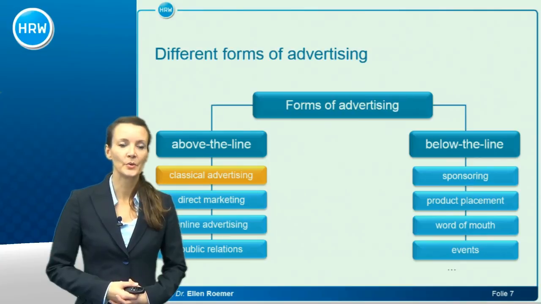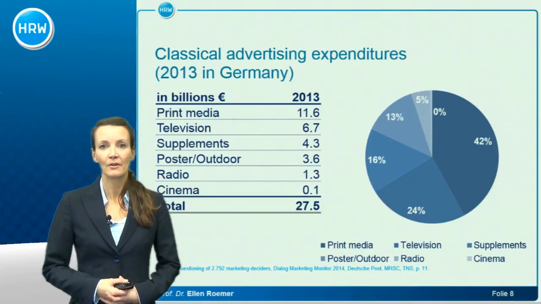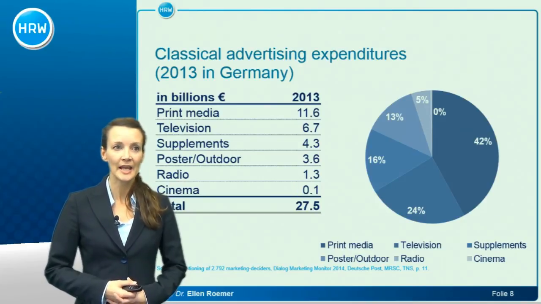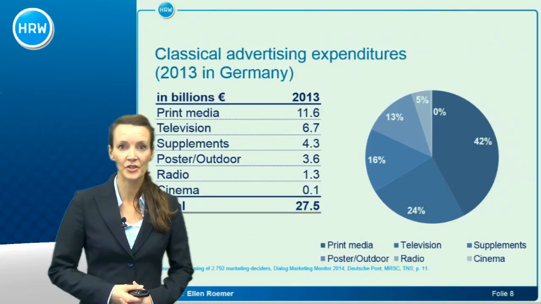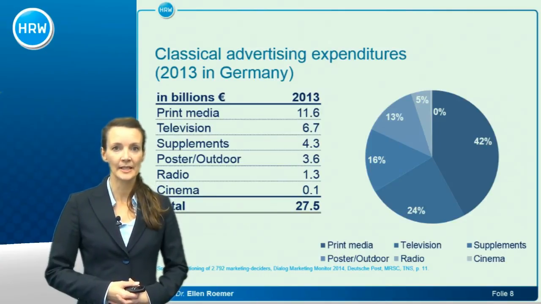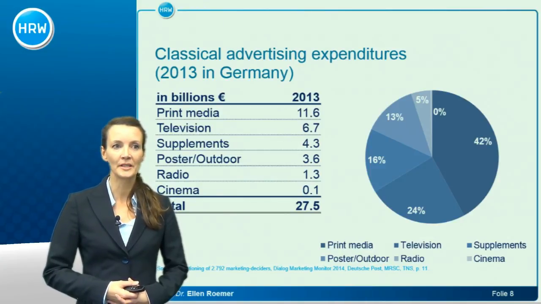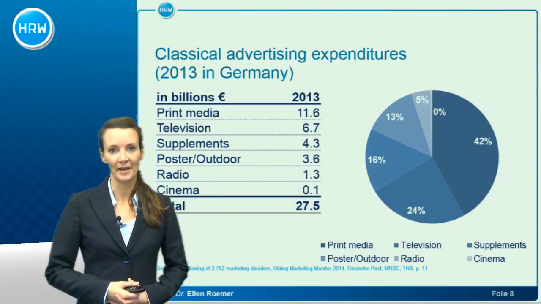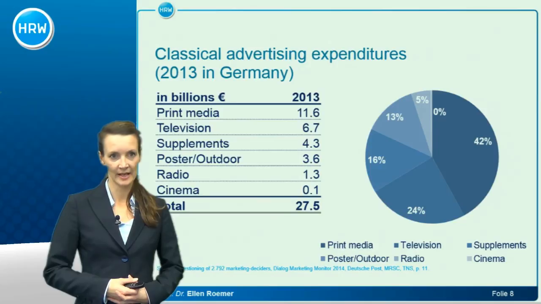Let me go back to classical advertising, and I have some key figures, some numbers for you relating to Germany, but this is also valid for other countries. And here you see the spendings in different forms of advertising. For example, print media is the largest share that companies invest in their advertising activities. In 2013, this was 11.6 billion euros that have been actually spent. And this is about 42%, which is the highest share in classical advertising expenditures.